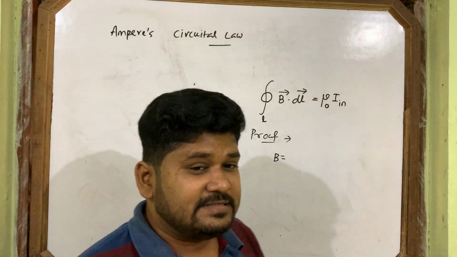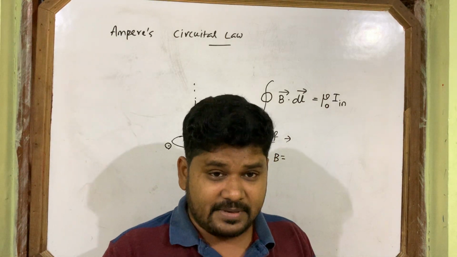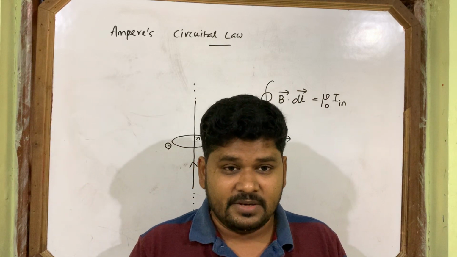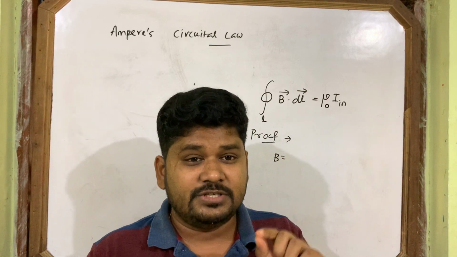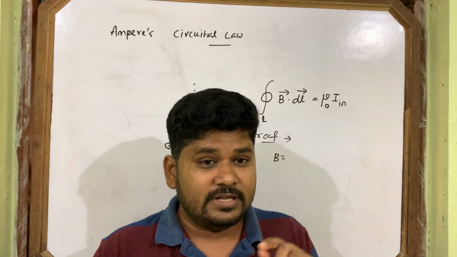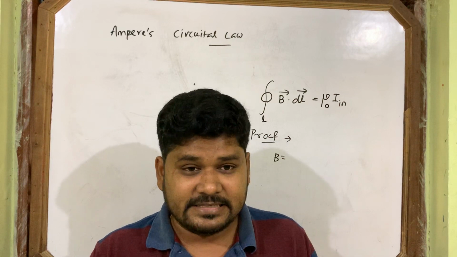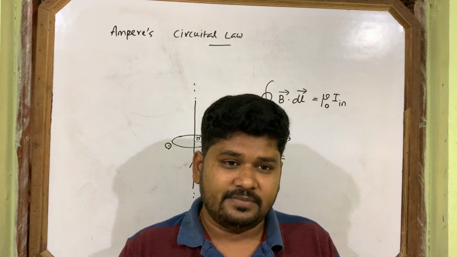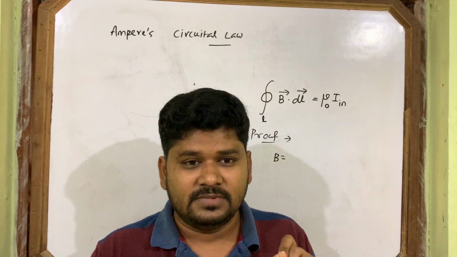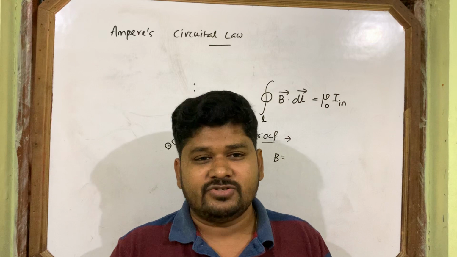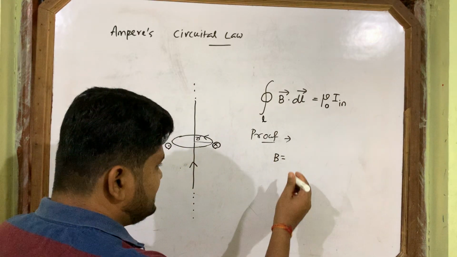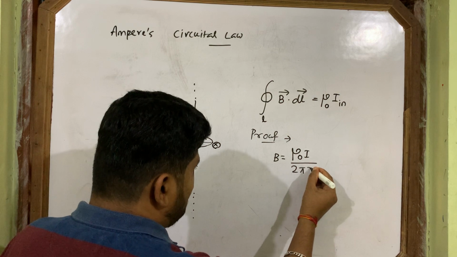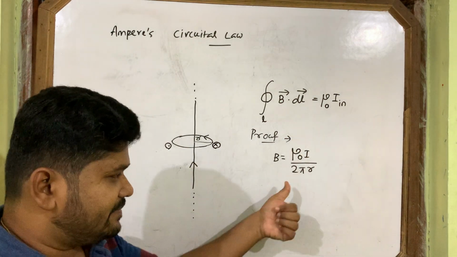That magnetic field is determined by Biot-Savart law for a straight conductor. Though the derivation is not in the CBSE syllabus, you can remember only the formula from Biot-Savart law. For an infinite straight conductor, the magnetic field is mu naught I by 2 pi r. This is the magnetic field.